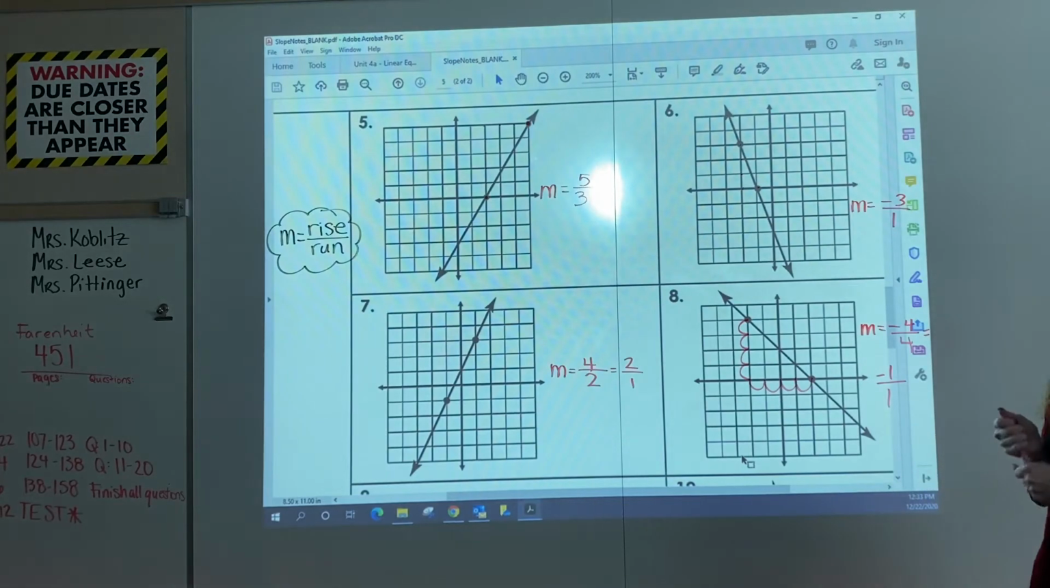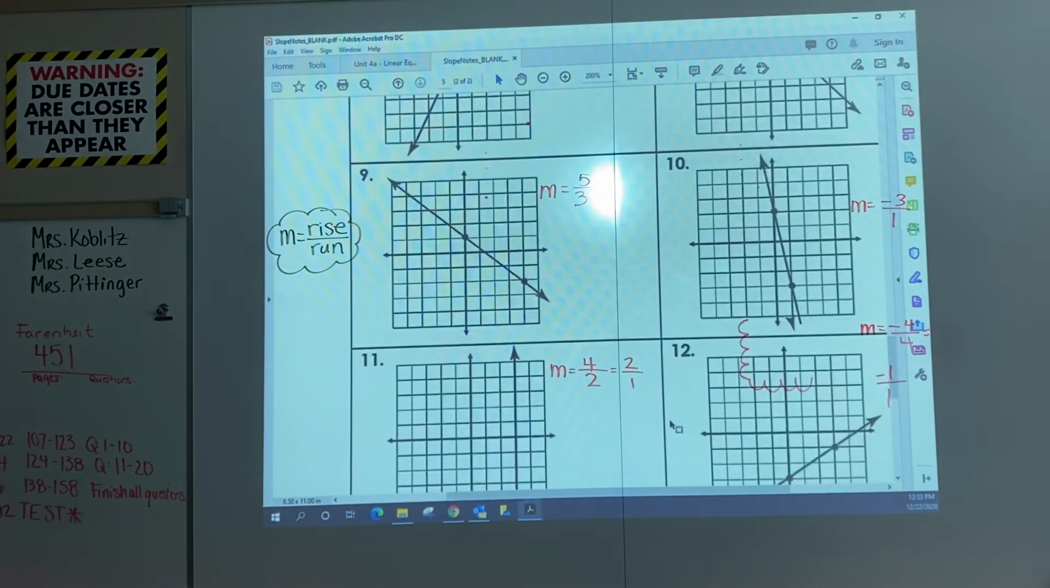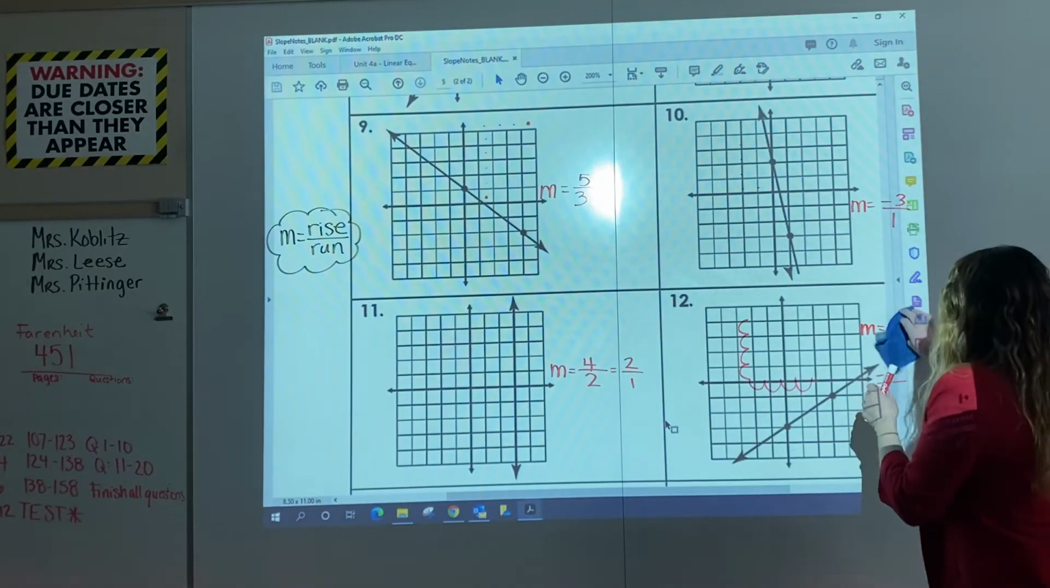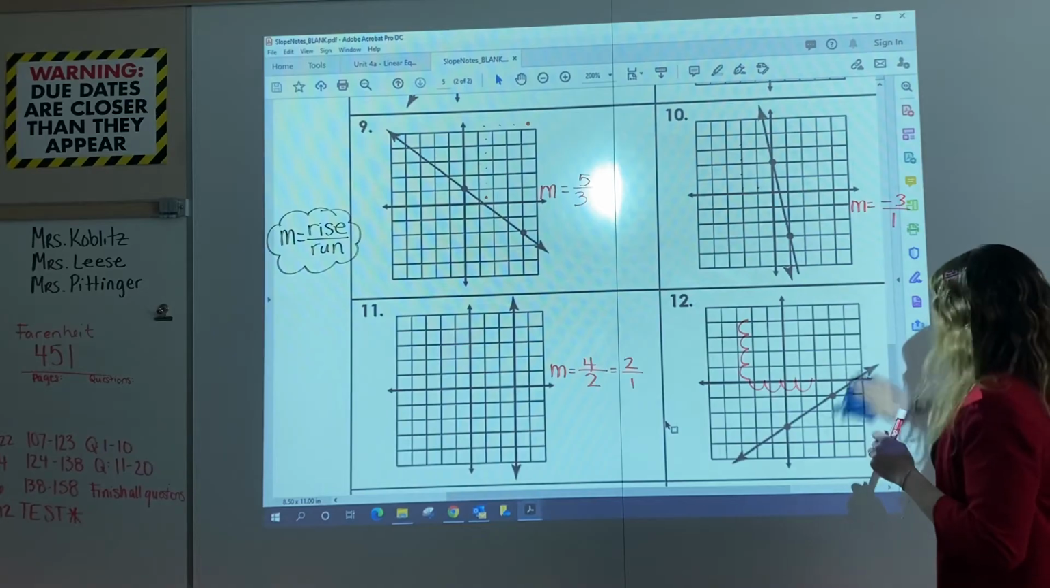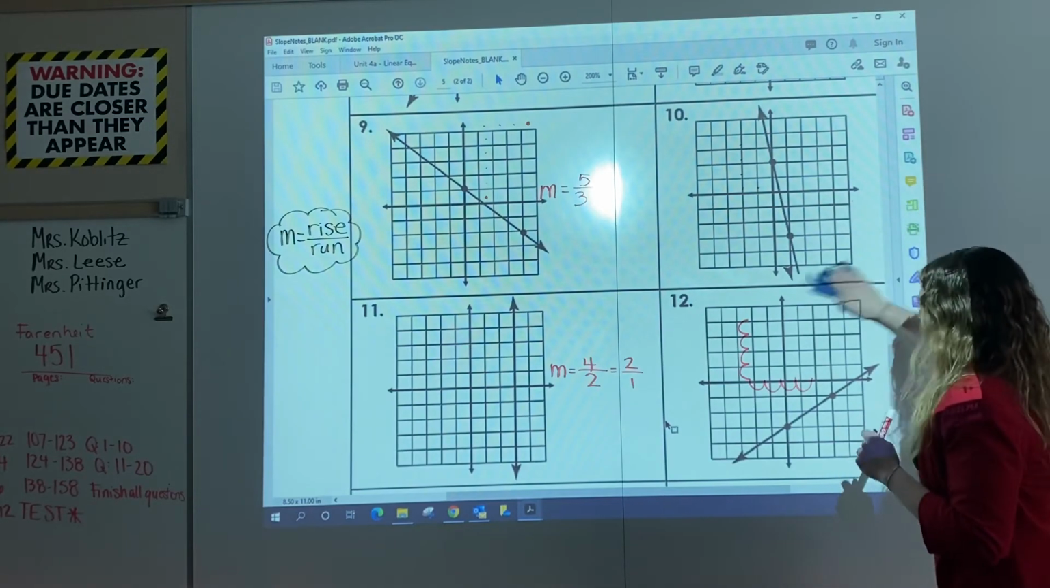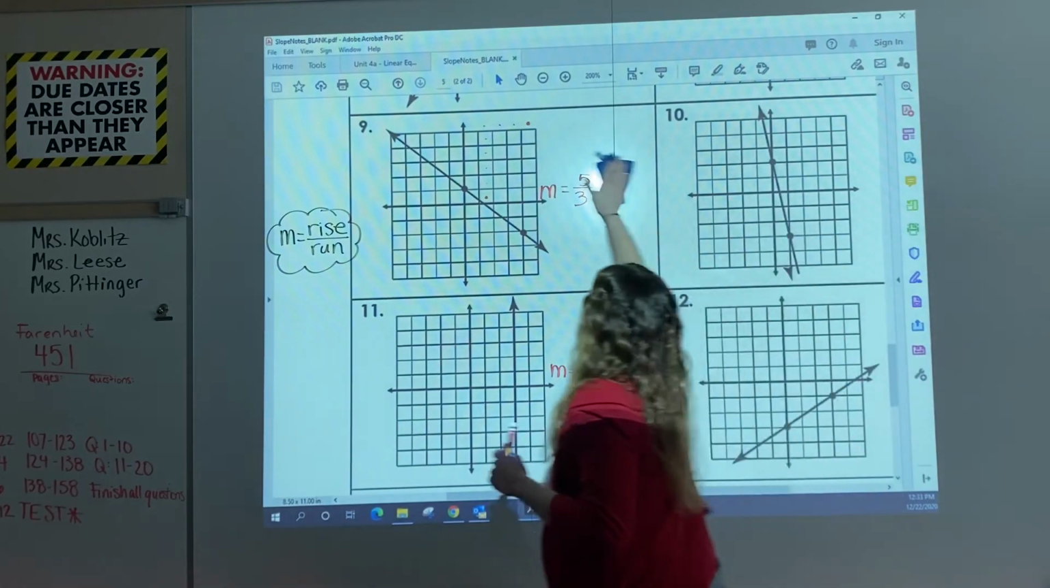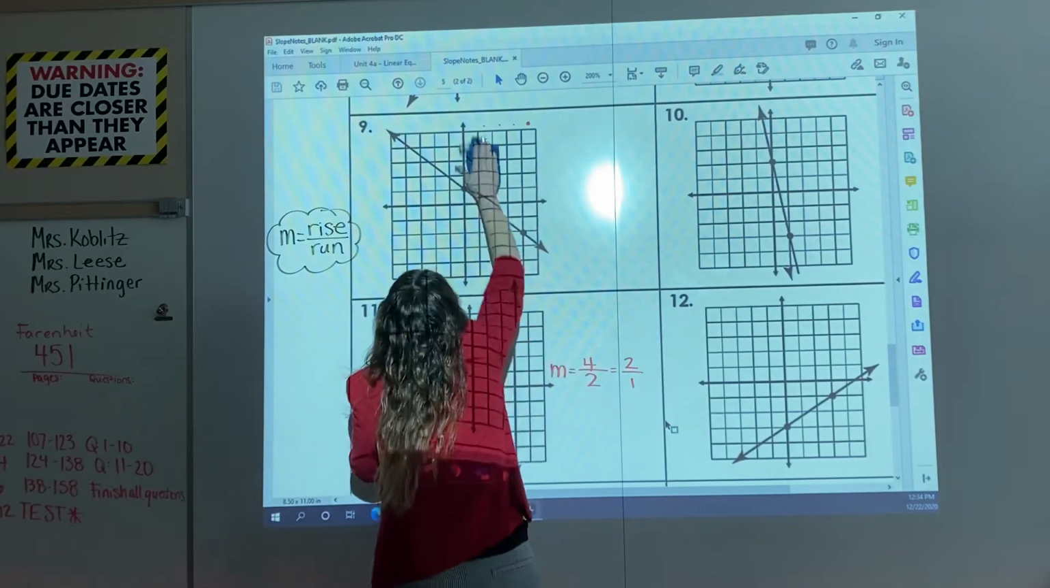Alrighty. There's those two. Let's see how many more we have. 9, 10, 11, and 12. Wonderful. I see either a 0 or an undefined slope coming up. I'm not sure. We'll have to see which one it is.